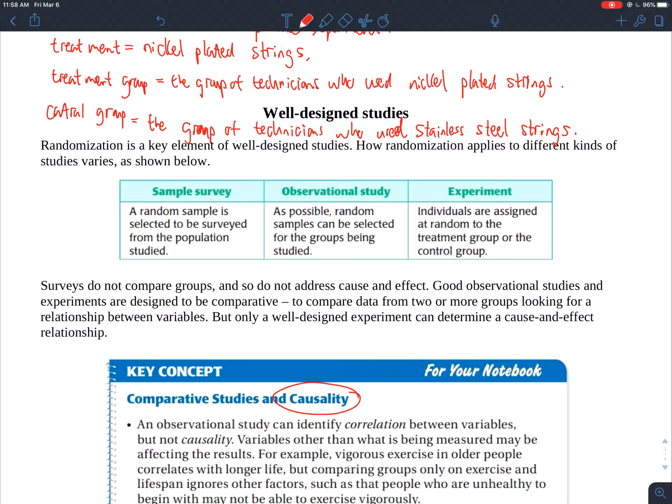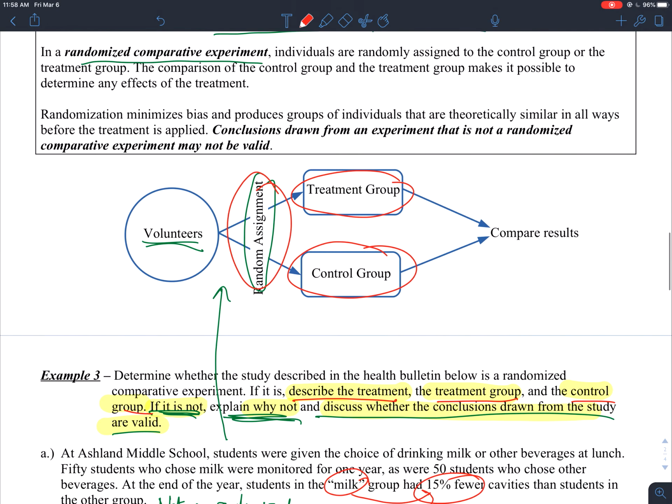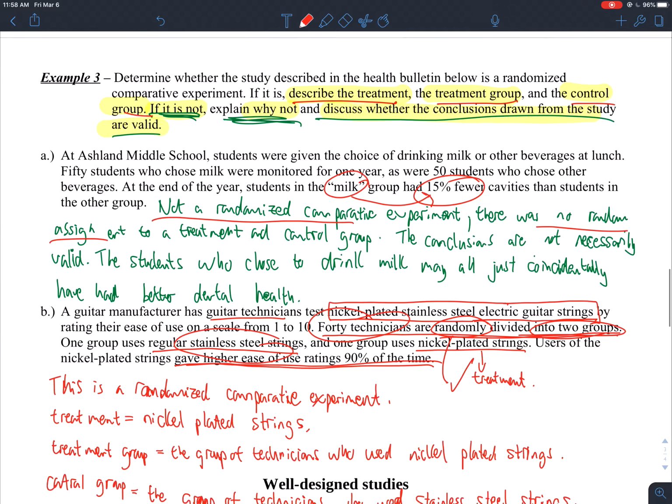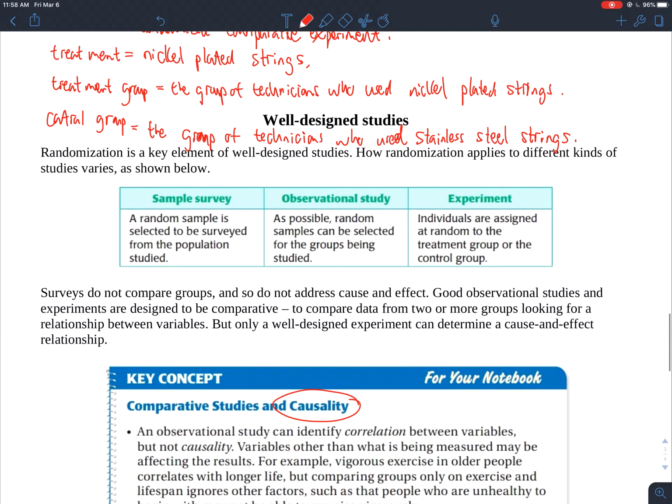We've seen this. If I'm giving a survey, I have to randomly sample a group. That's the best way to do it. Randomly sample people and put them in a group and then give them a question, okay? If I do an experiment, I have to do this kind of a situation where I have random assignment to treatments. That makes for a good experiment, okay? So, well-designed studies. Randomization is a key element of well-designed studies. How randomization applies to different kinds of studies varies as shown below.